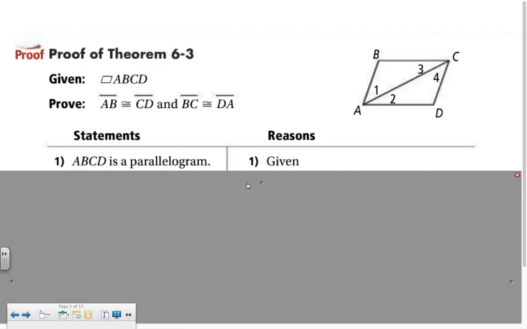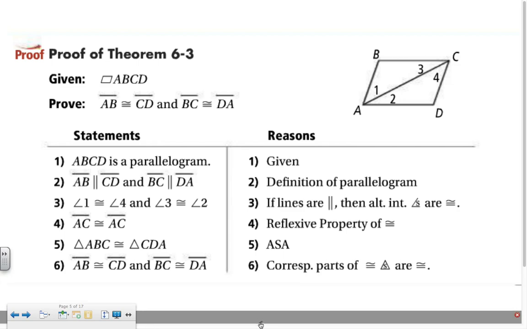This is a proof for that theorem. As you can see right here, it involves congruent triangles. This is not something you'll be expected to do, but if you want to pause the movie just to refresh your brain on proofs, that can be helpful.